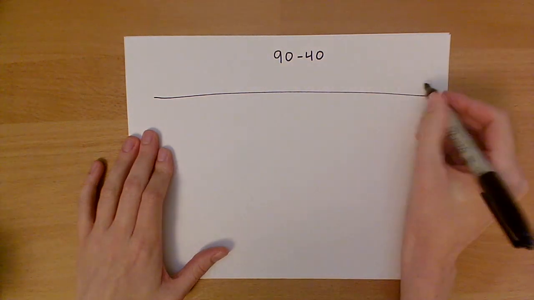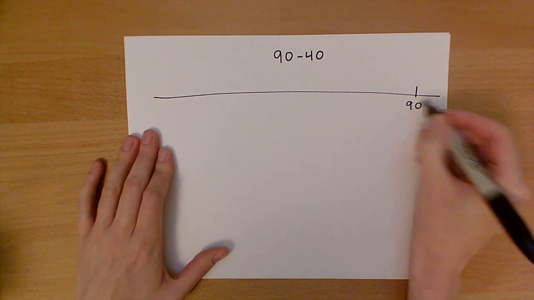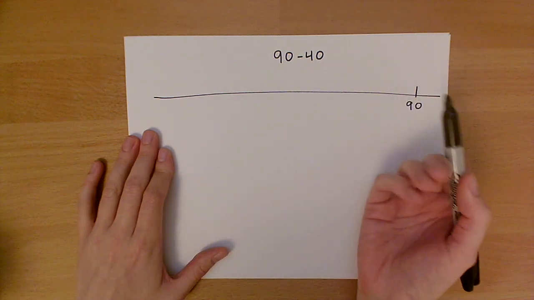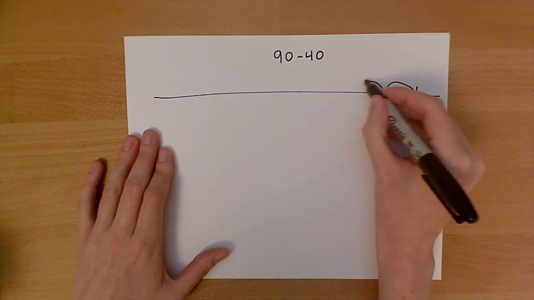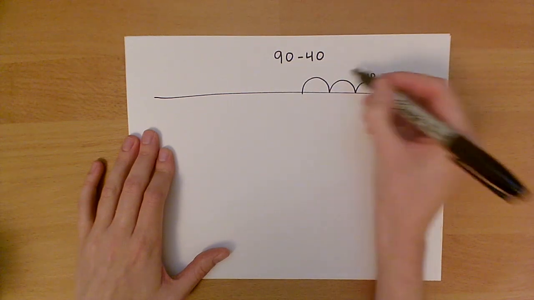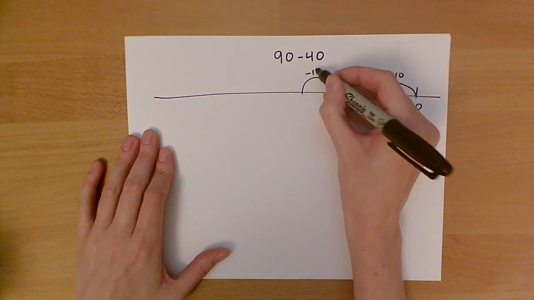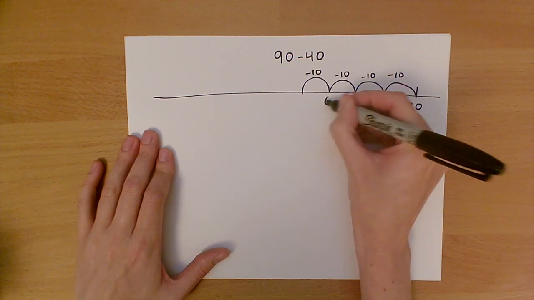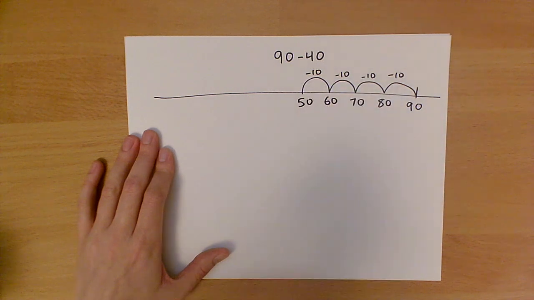So this is subtraction. So I know the greater number is 90. I'm starting with 90, and I'm going to take away 40. I could do this a couple of different ways. I could take away 10 4 times. That's the same as taking away 40. So then I'd have 80, 70, 60, 50.